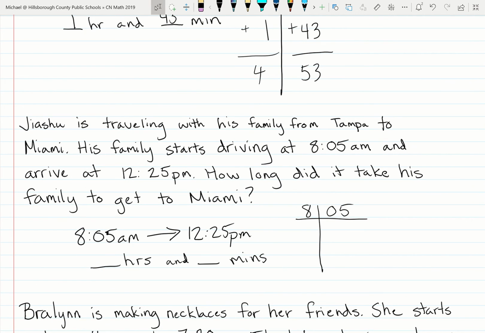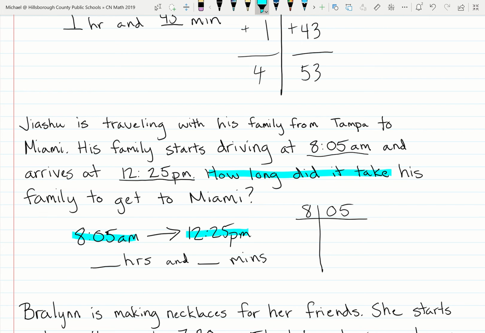Jashu is traveling with his family from Tampa to Miami. His family starts driving at 8:05 a.m. and arrives at 12:25 p.m. How long did it take his family to get to Miami? Again, we're looking at that question: how long did it take? So we know this is an elapsed time question. And we know our time is going to go from 8:05 to 12:25 p.m.